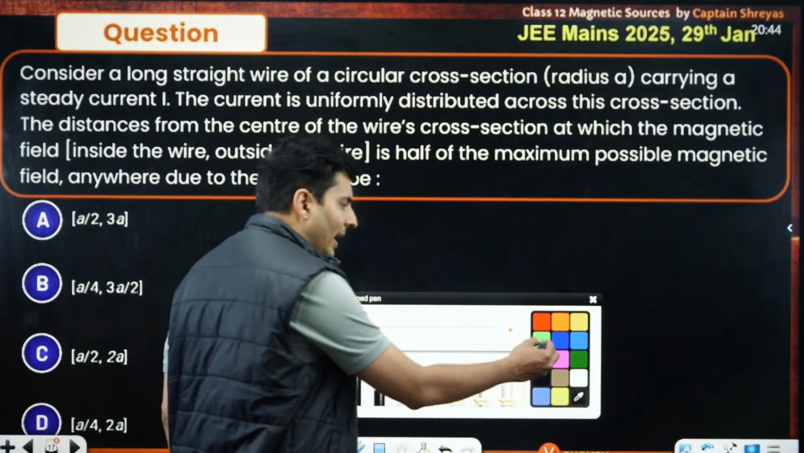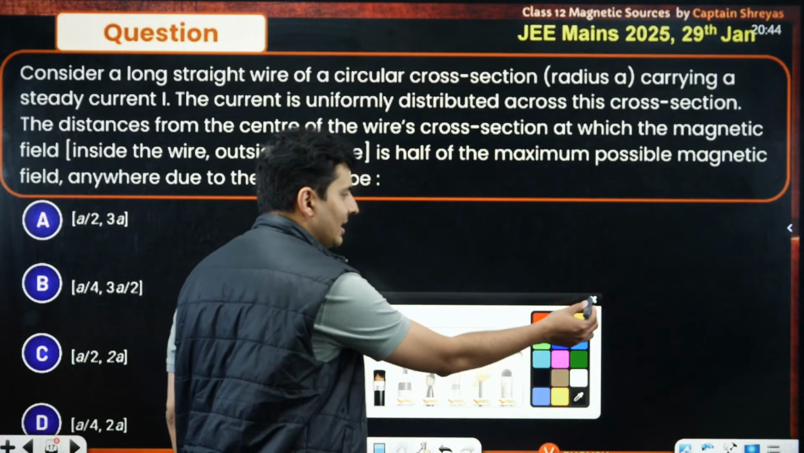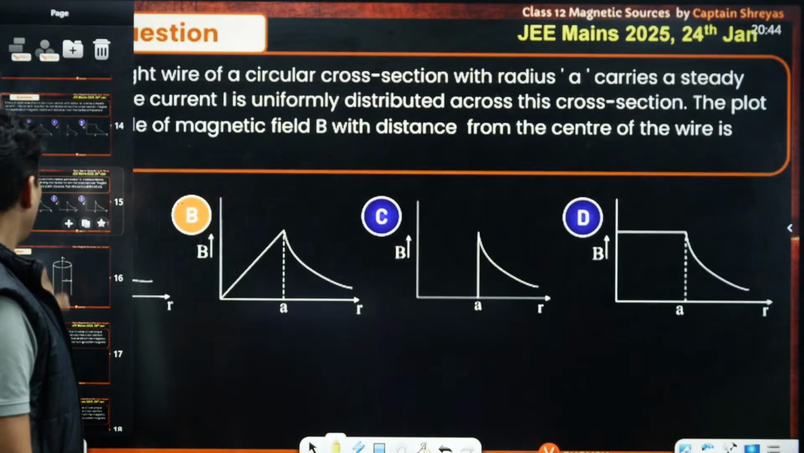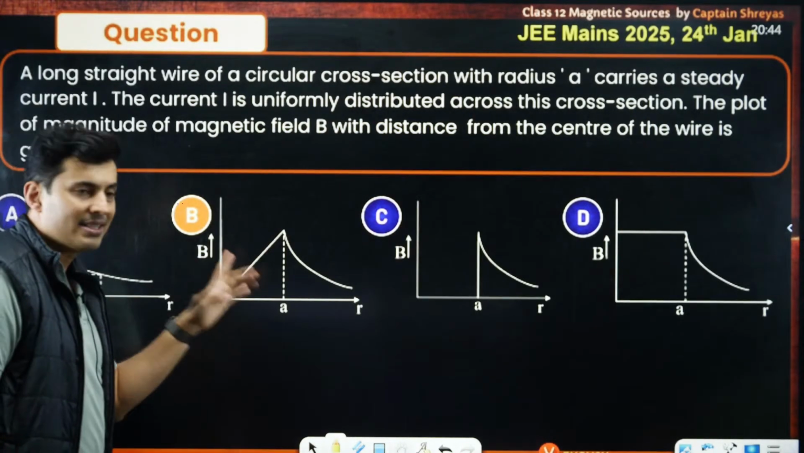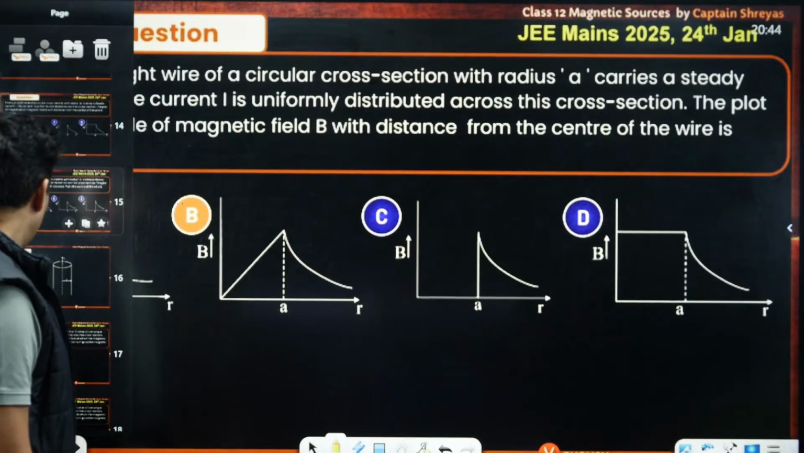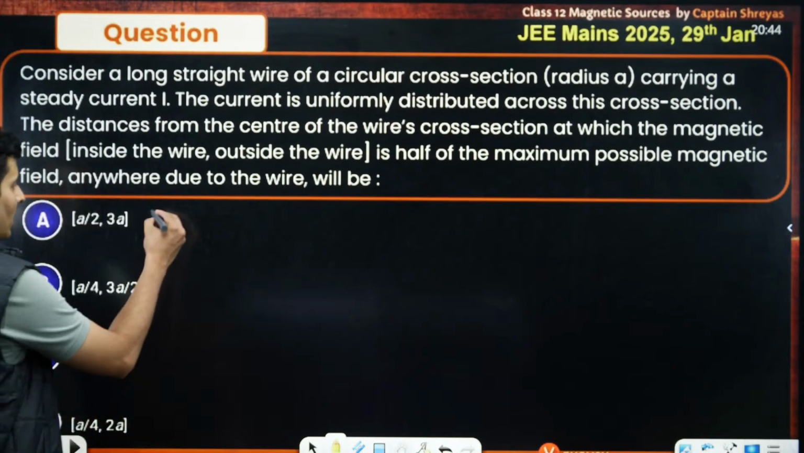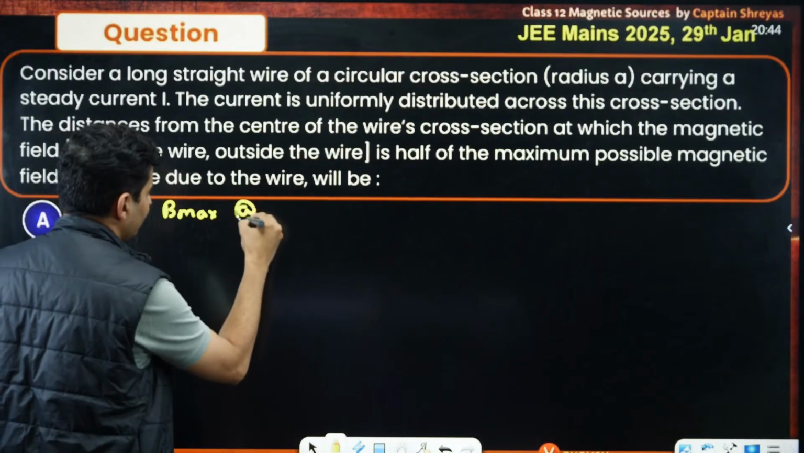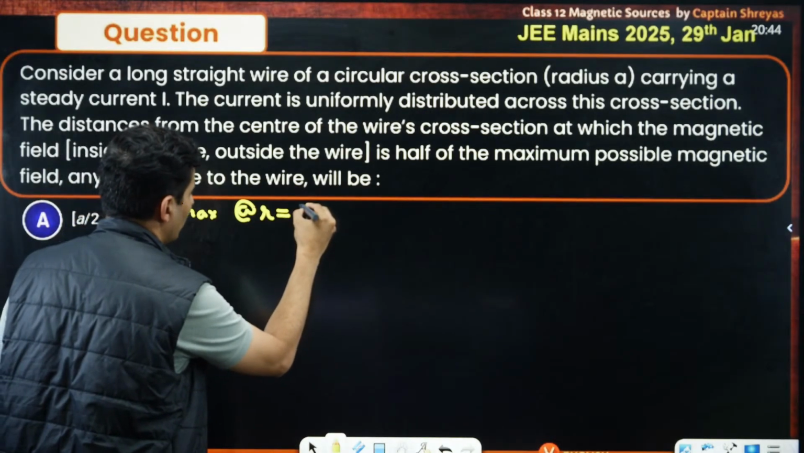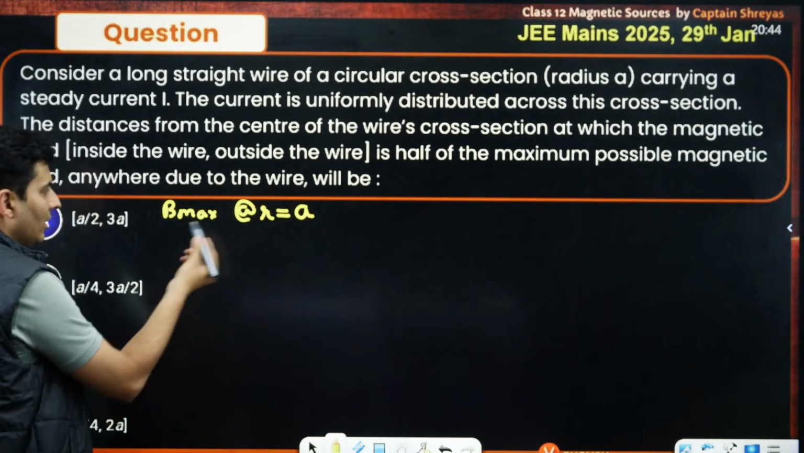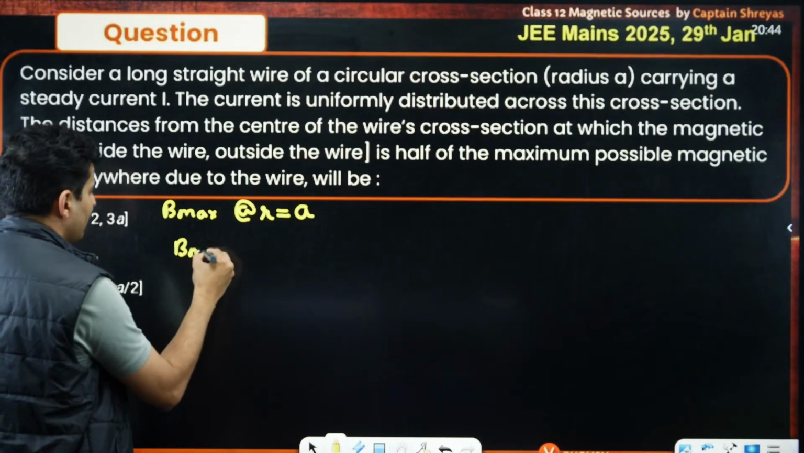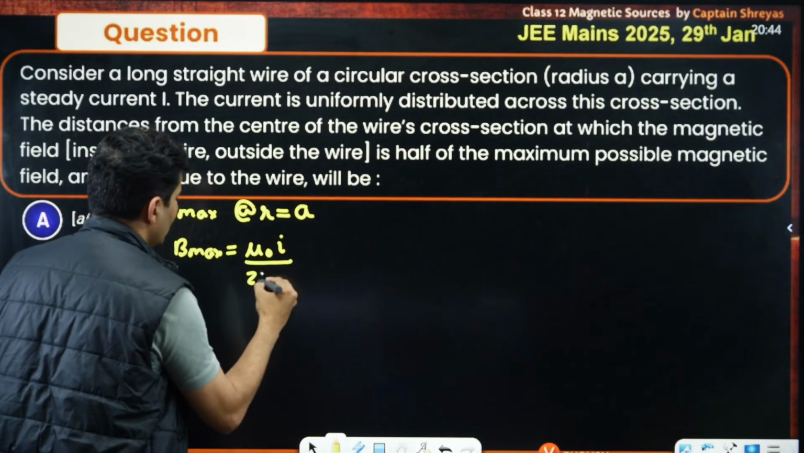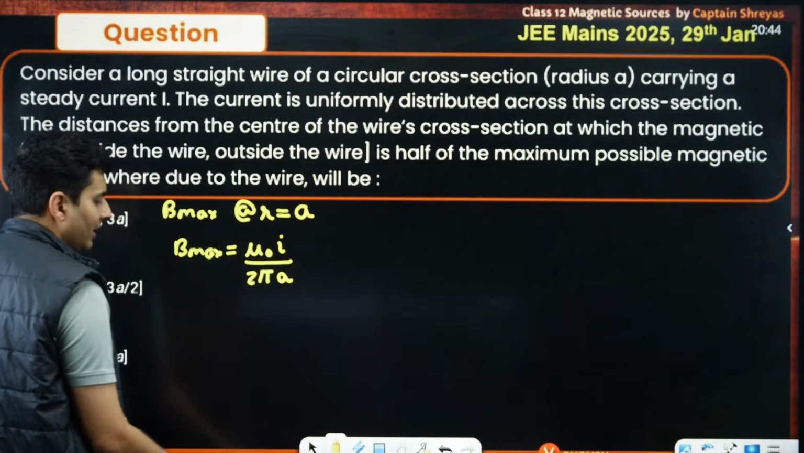Now, where will the magnetic field be maximum? First, let's understand that. If you look at the graph, it is very obvious that the magnetic field is maximum exactly at the radius. So first, let's write that down. The magnetic field is maximum at radius equal to the outer radius. Here, outer radius is A. So B max will be mu naught I by 2 pi into A. This is the maximum field.